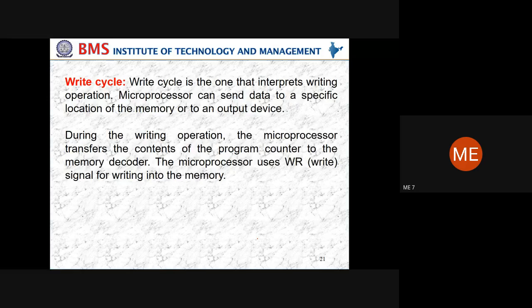So the microprocessor can send data to a specific location in the memory or to an input device. That means after the operation, if you want to store the data to a specific location of the memory, you have to give the address. It has to reach the particular address, so that address you need to write. During the writing operation, the microprocessor transfers the content of the program counter to the memory decoder. The microprocessor uses the WR signal for writing into the memory. Again you have the address bus, which has the content to write.